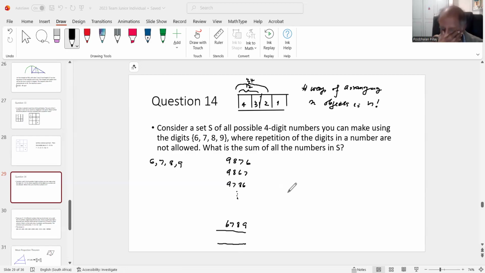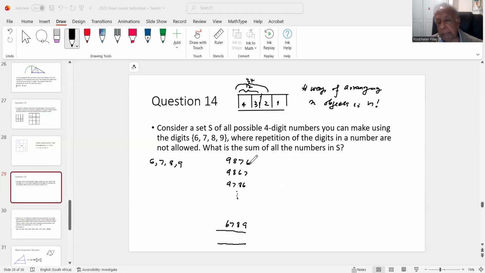Now you'll say, what kind of problem is this? I have to write down these 24 numbers and add all of them. How can I write 24 numbers? That'll take me a long time. So you have to think now, what's actually happening here? There are 24 numbers, right? In each column, there are 24 numbers.